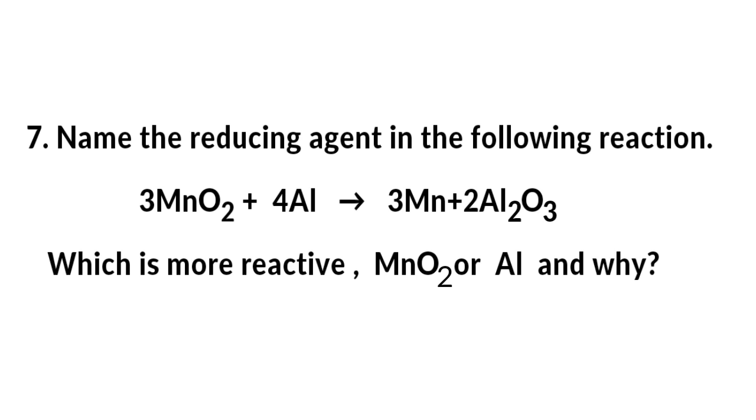In this reaction, manganese dioxide loses oxygen and gets reduced, whereas aluminium gains oxygen and gets oxidized. We know that a reducing agent is a substance which gets oxidized. Here aluminium gets oxidized, so aluminium is the reducing agent. And aluminium is more reactive than manganese because it displaces manganese from manganese dioxide.